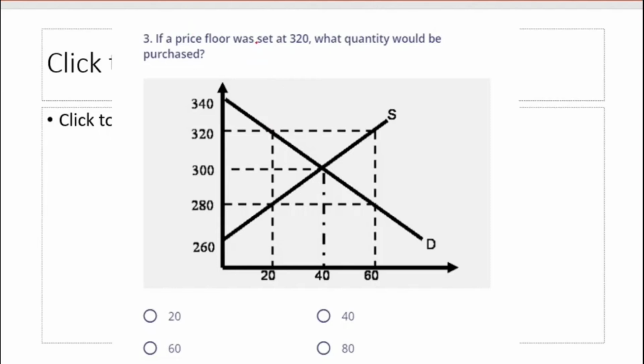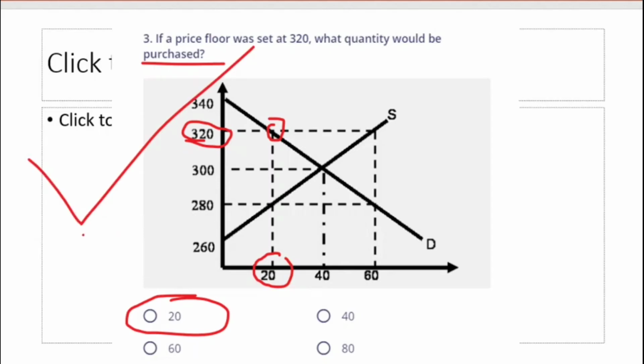Let's deal with this bit by bit. Price floor was set at 320, and what quantity would be purchased? Purchase is related to demand. What quantity would be purchased here? And this is what we're looking for, and we're going to put that. That's the answer. Letter A, but there's no letter A there. It's 20.